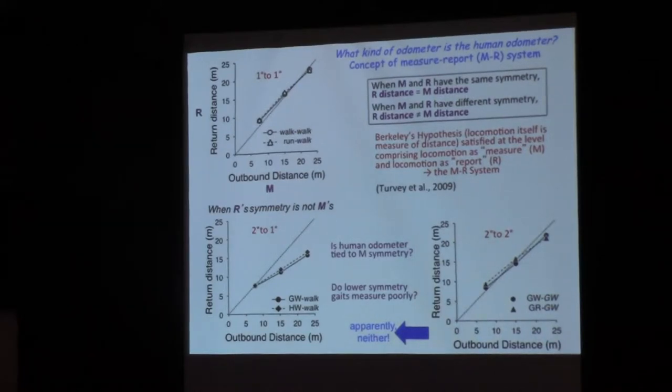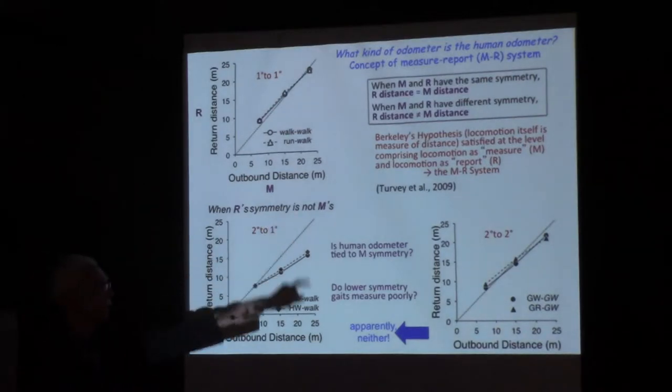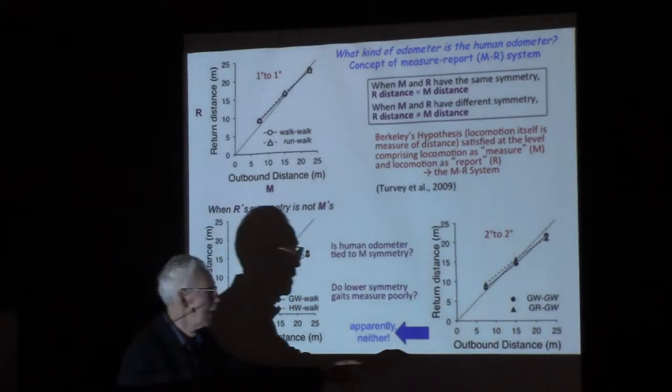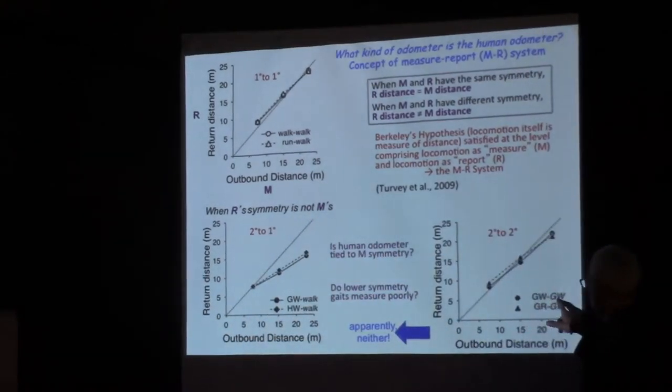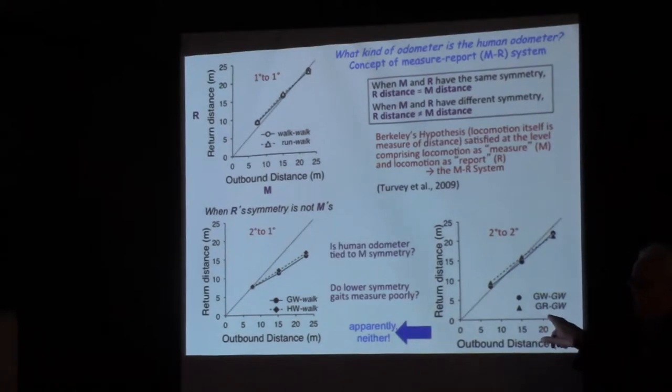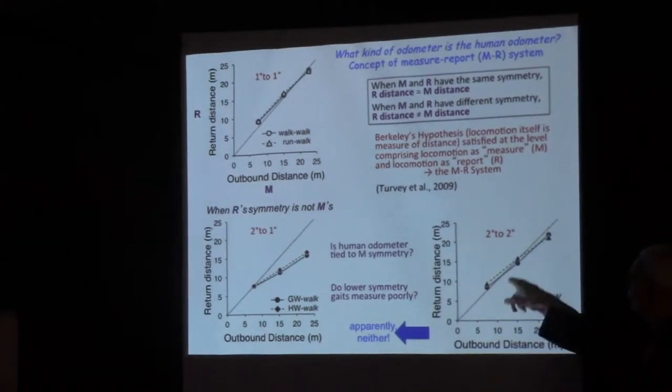It's satisfied at the level of locomotion as measure and report, and locomotion as report. That's Berkeley's hypothesis. What we're realizing is it's satisfied only in a particular way. Here it is. Look, down here. If I gallop walk out and gallop walk back, if I gallop run out and gallop walk back, I have my odometry.